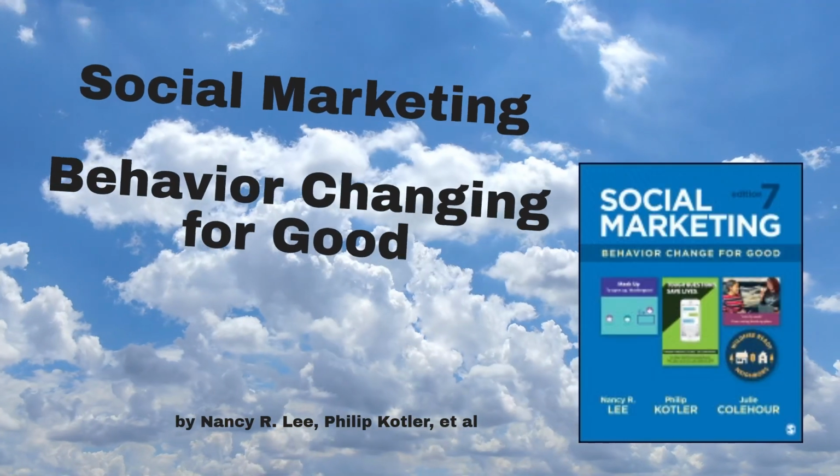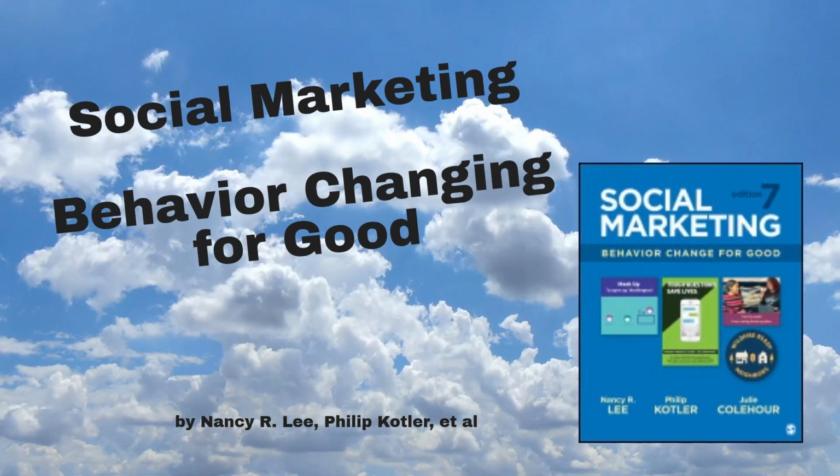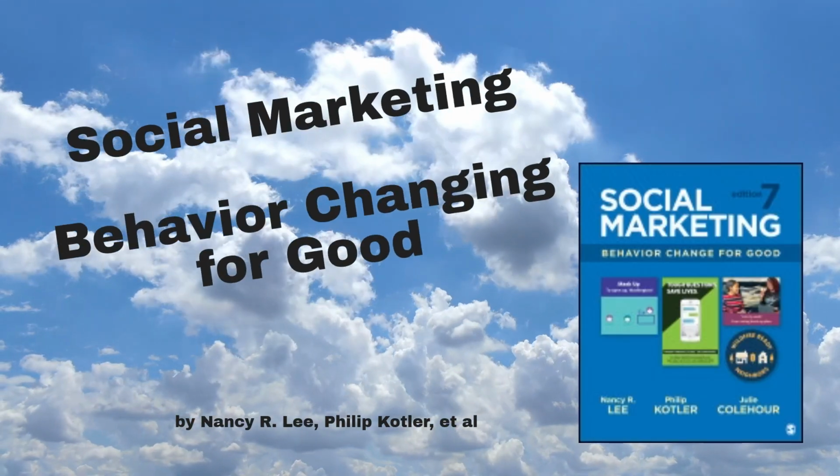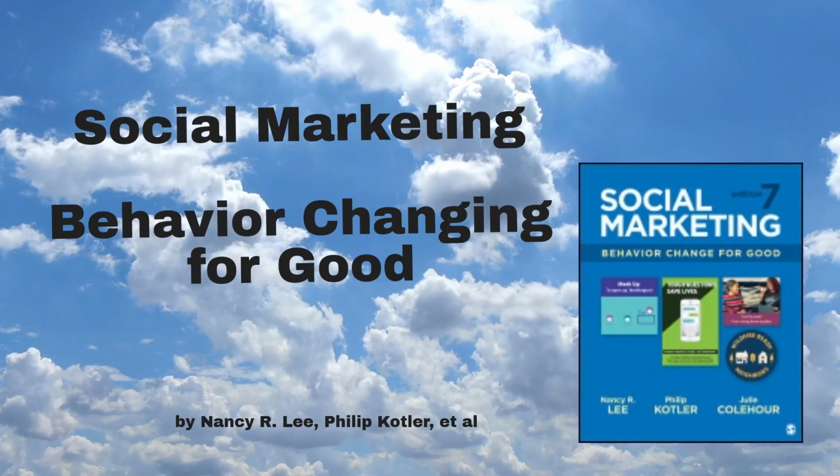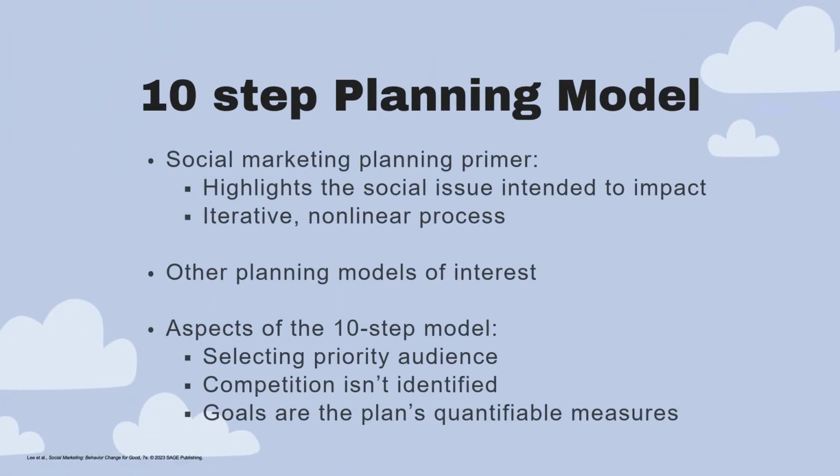Today we'll be covering the 10-step strategic planning model from Social Marketing: Behavior Change for Good, 7th edition. The 10-step planning model, a social marketing planning primer, highlights the social issue the plan is intended to impact and its purpose, focus, priority audience, major marketing objectives and goals, desired positioning, marketing mix strategies, which are the 4 Ps, and evaluation, budget, and implementation.